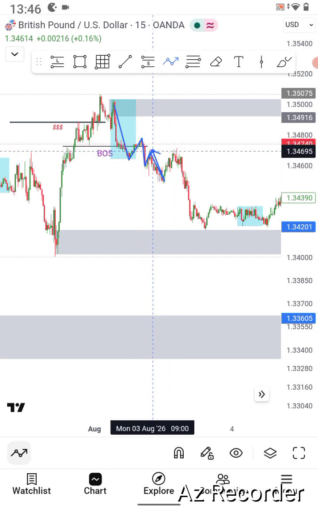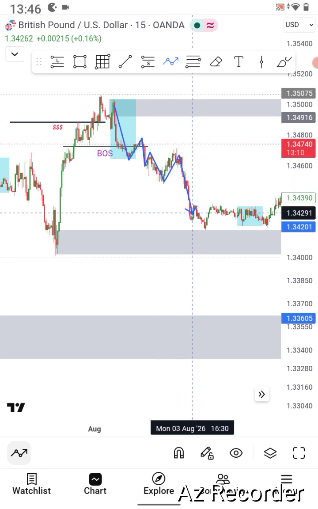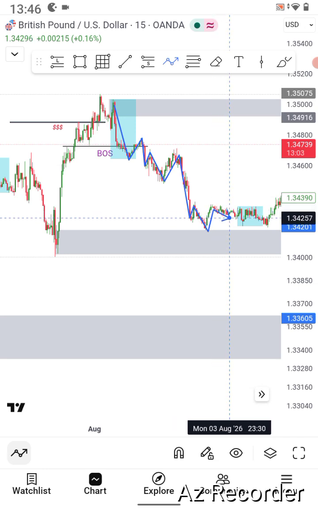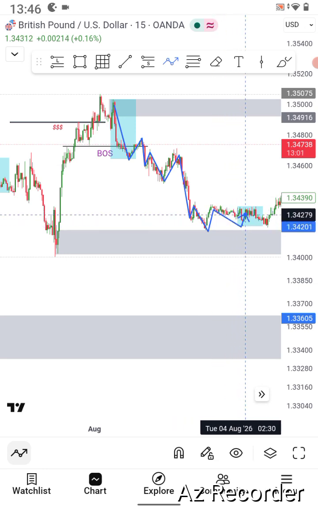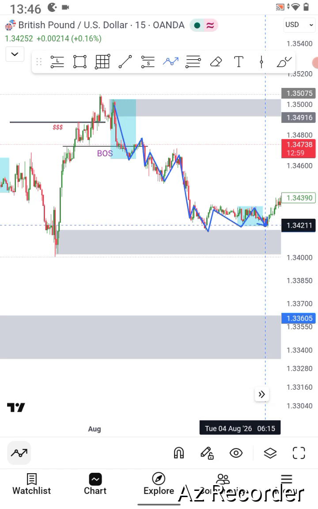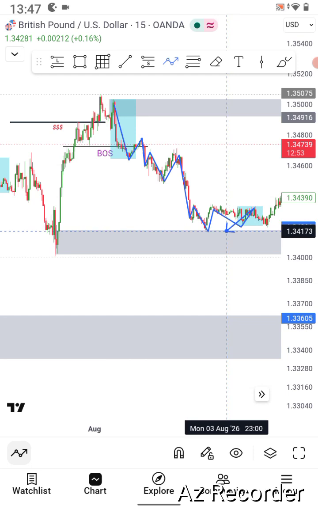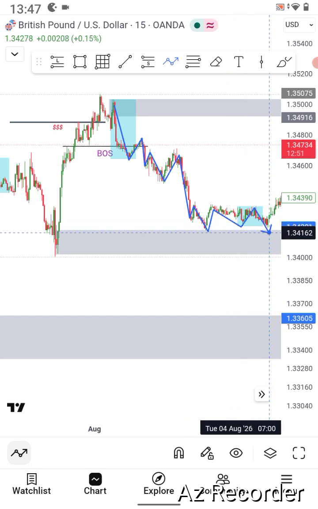Can you see it now? No closure. So it did not give us any fake market structure shift. So I said, no, I can't take this one. There's no inducement. So I feel market will still come back to it. I'm feeling that the whole of this buy move is the inducement, that the market comes back, and if market is going to come back to it, then it will use it.